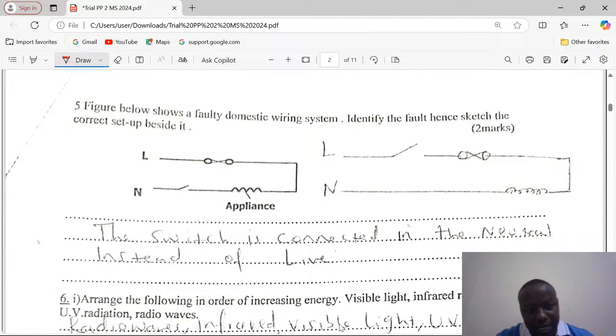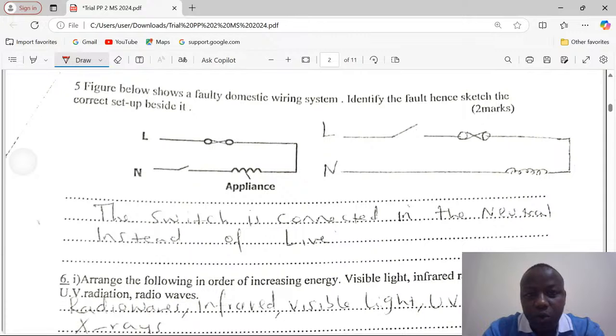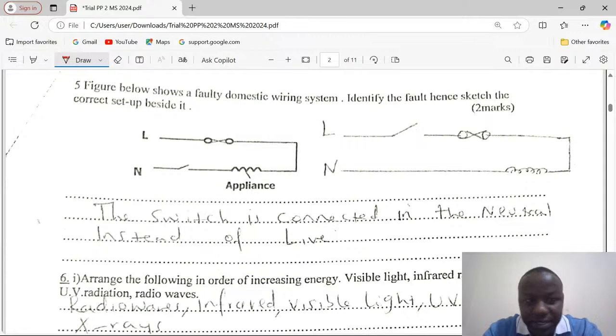All right, let's look at this question. We're being told that the figure below shows a faulty domestic wiring system. Identify the fault and hence sketch the correct setup.